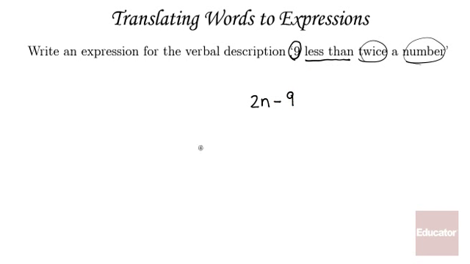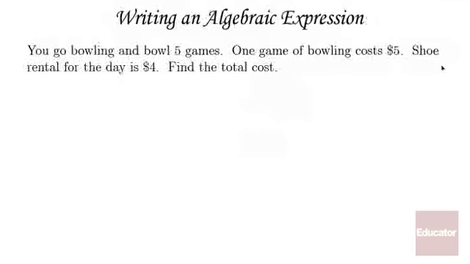And this is the correct order. It's 9 less than twice the number. So you want to have the 9 less than twice the number. So 2n minus 9. And a number, they don't tell us a variable that they want us to use. I chose n to represent number. A lot of people use x. That's fine. Any variable that you want to choose is going to be okay.